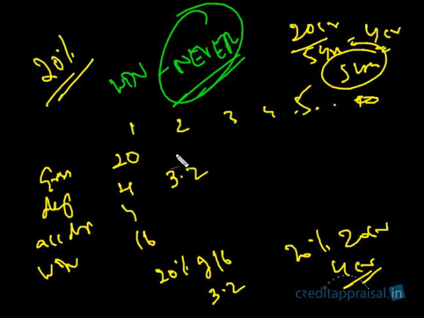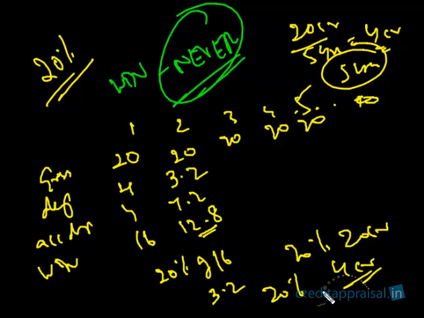So the gross block is still 20 for all 5 years. Now the accumulated depreciation is 7.2, 4 plus 3.2, and the net block is 20 minus 7.2, that is 12.8. Right? So in the third year, the depreciation will again be 20% of the written down value of the previous year. So this will be 20% of 12.8.